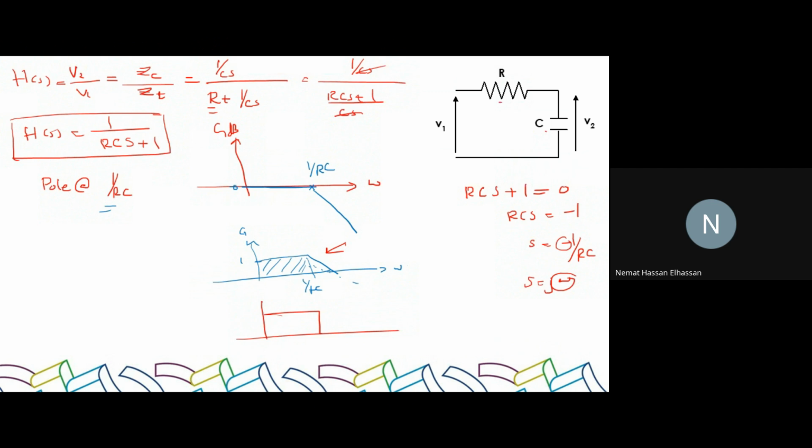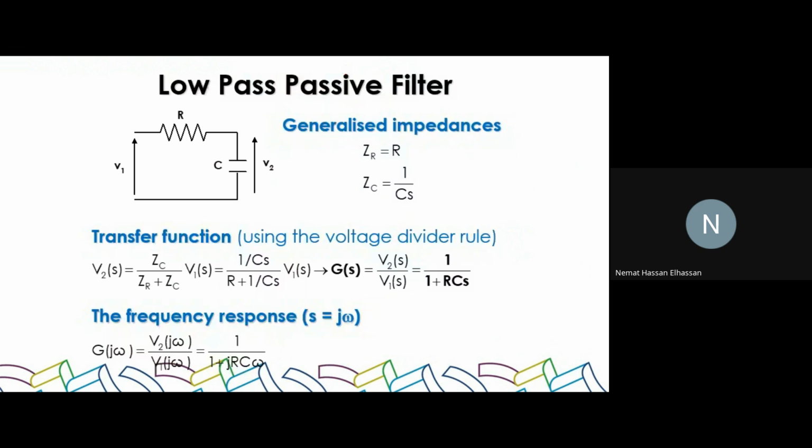Now, if I take this exact same circuit of the low-pass filter, and instead of saying that the output is V2, the voltage of the capacitor, what if I say that the output is VR, the voltage across the resistor? Do you think it will still be a passive low-pass filter, or will it be something else?